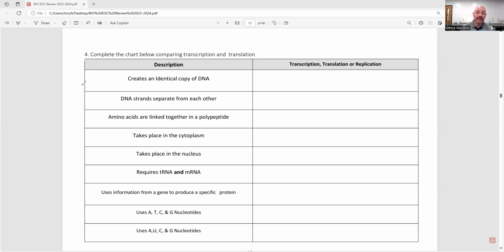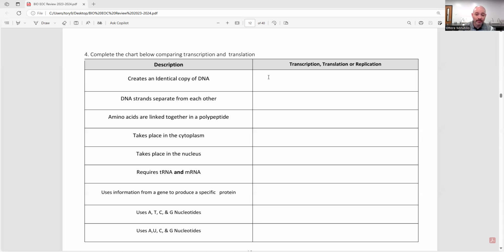Translation is when we take that mRNA copy that we made in transcription and we bring it to a ribosome and physically build the protein by looking at the code in the mRNA and calling in amino acids to get put into the correct order to make our protein. So let's see what we've got here.